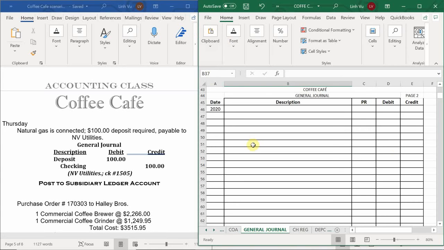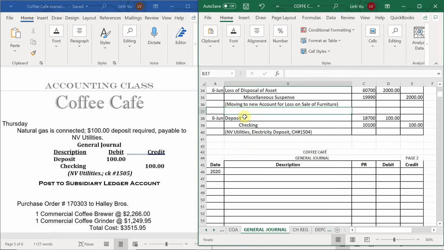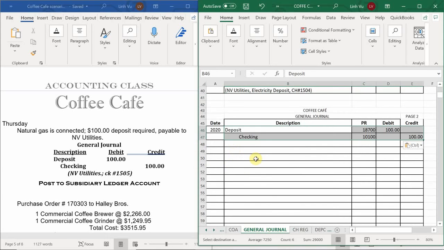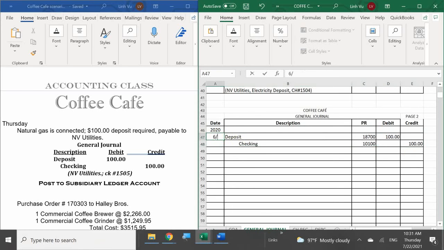So what are we going to do? It's going to be the exact same journal as the one we just did, except the only difference is it's for natural gas. Yeah, and the check number is going to be different, yes. So I'm going to copy this from the previous one because it's going to be identical, to save some time here. Oops. Not that line. We need the line under. Okay. And once again, we're still on June 6th.